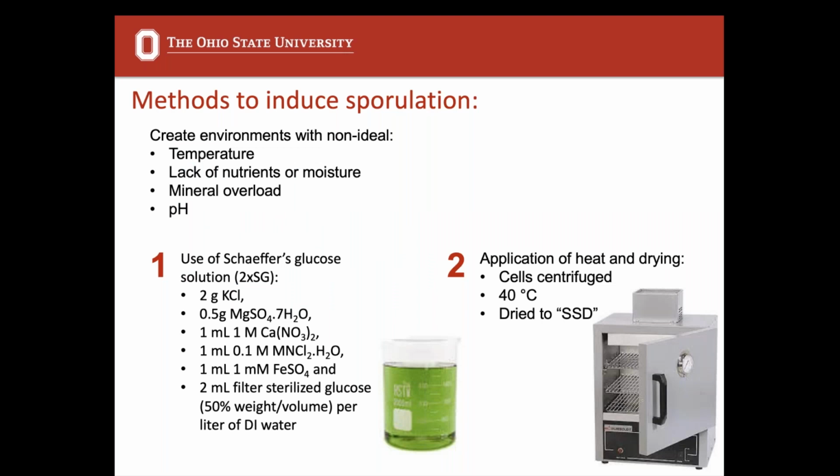The way that we cause bacteria to sporulate and go from vegetative to spore form is to create a non-ideal system, a system it doesn't like and it feels uncomfortable in. That can be through use of non-ideal temperatures, through lack of nutrients or lack of moisture. That can be from an overload of minerals, essentially poisoning the bacteria, or that can be through changing the pH of the solution to one that the bacteria doesn't like.